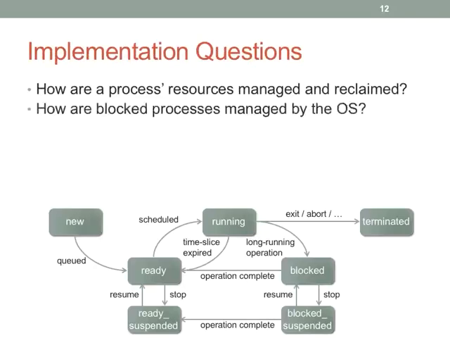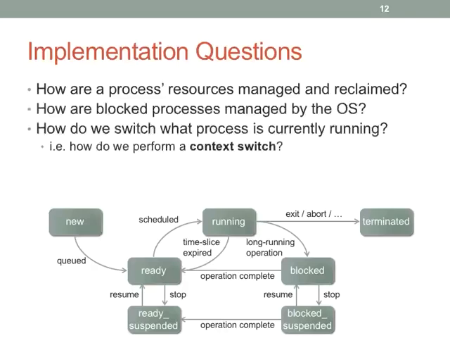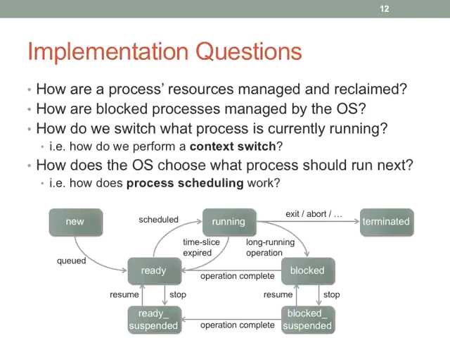Okay, so how are processes' resources managed and reclaimed? How are blocked processes managed by the OS? How do we switch what process is currently running? So we're going to talk about this probably in more detail than we ever have, but it's still not going to be nearly enough detail to understand what goes on in the OS. So we're going to revisit that question when we start developing the implementation details of how this whole model works. And of course, how does the OS choose what process should run next? So that's really the question of process scheduling.